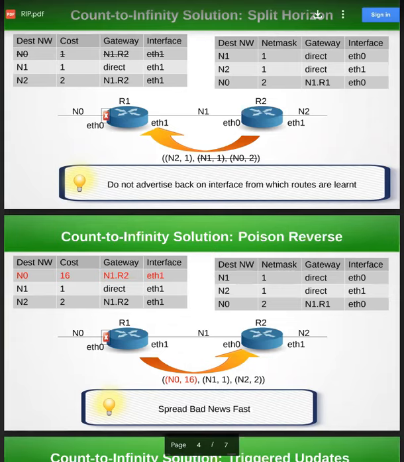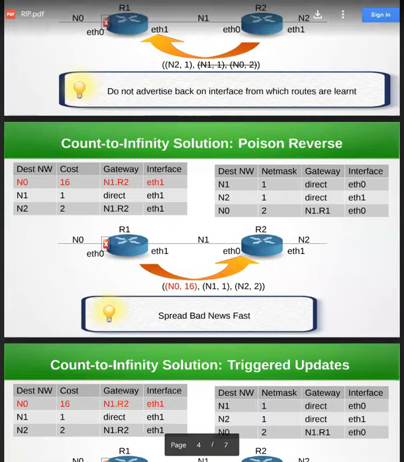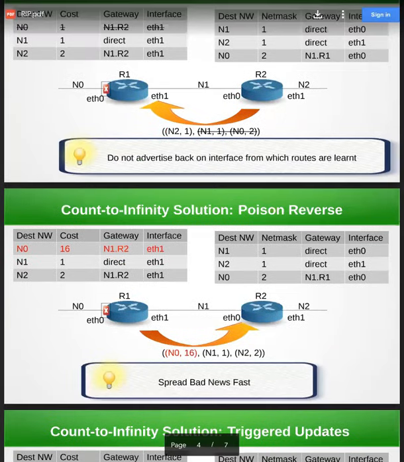But if you can make the cost 16 and include it in your regular broadcast, then it is updated to 16, and it helps to reduce the probability that you will end up in the count to infinity problem. So spread the bad news fast. It's called the poison reverse solution.